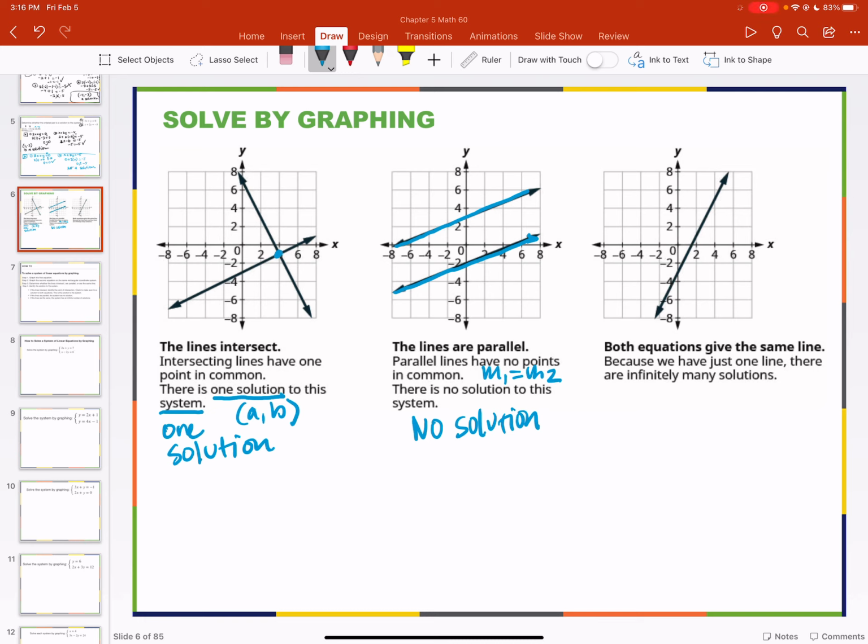Now, what if the equations are basically the same equation, but they're just multiplied by a different number? You can imagine that the lines are on top of each other. You have one line and then you have the other, and since they're crossing at every single point, every point is a solution. The way that we say it is infinitely many solutions. Those are the 3 possibilities.